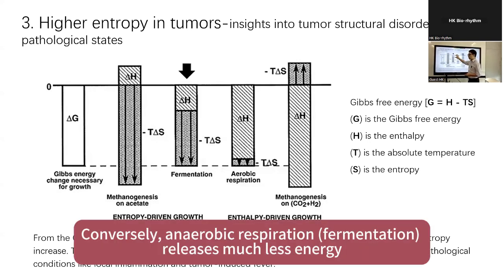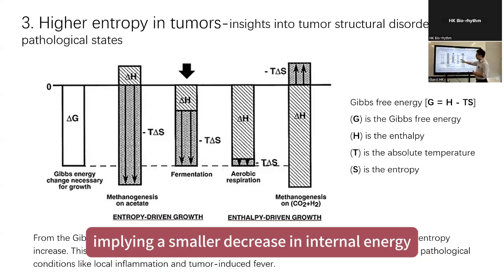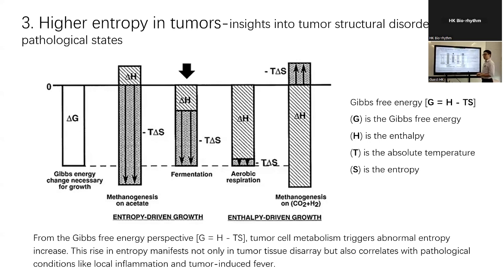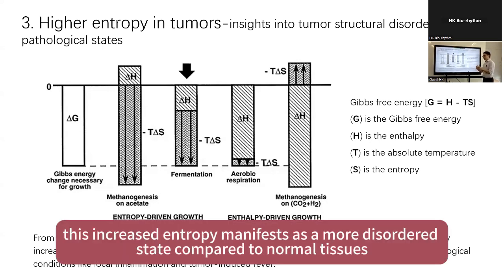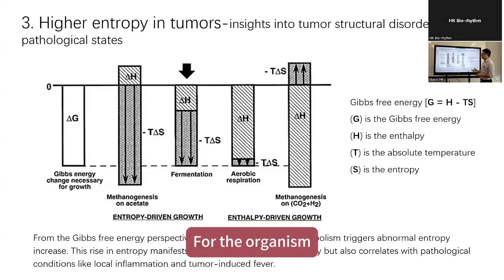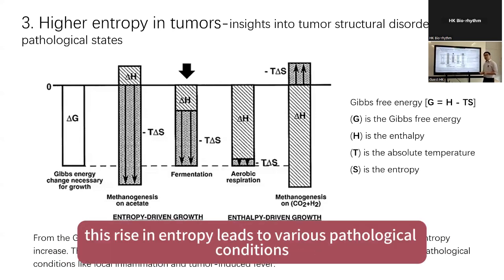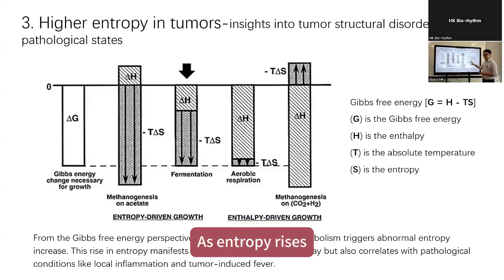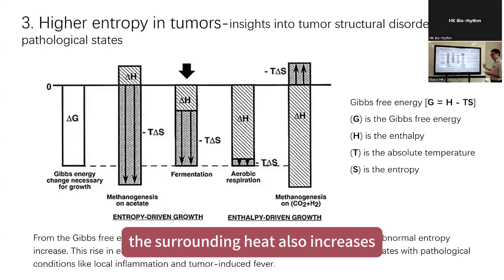Conversely, anaerobic respiration, fermentation, releases much less energy, implying a smaller decrease in internal energy. Thus, it compensates by generating a greater increase in entropy. In tumor tissues, this increased entropy manifests as a more disordered state compared to normal tissues. For the organism, this rise in entropy leads to various pathological conditions. The heat generated by tumors is also a direct consequence of this entropy increase. As entropy rises, the surrounding heat also increases.